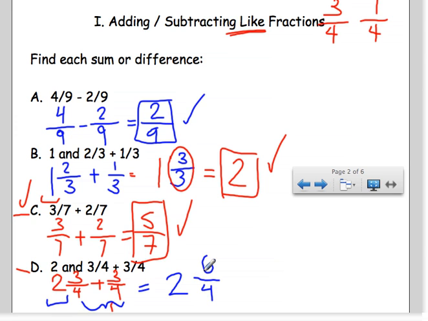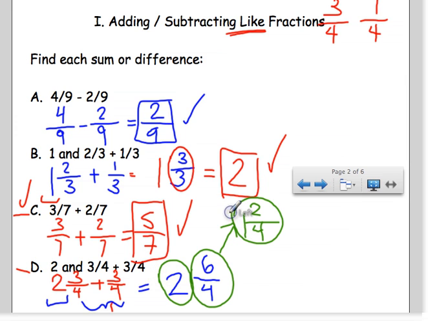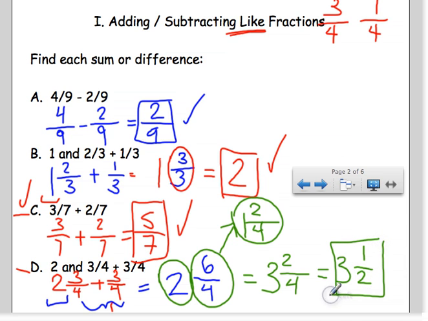This one's a little trickier to simplify because you're not done yet. You have an improper fraction here and you want to turn that into a proper fraction. So the first thing you need to realize is that 6/4 is the same thing as 1 2/4. So really you have 2 plus 1 2/4. And together that would be 3 2/4, which would simplify to 3 1/2. So a completely simplified answer should have been 3 1/2.